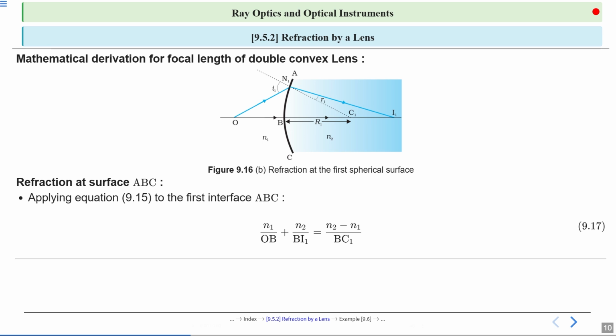Here the object distance is OB, the image distance is BI1, and the radius of curvature is BC1. Mark it as equation 9.17. A similar equation we will write for the other spherical surface ADC.